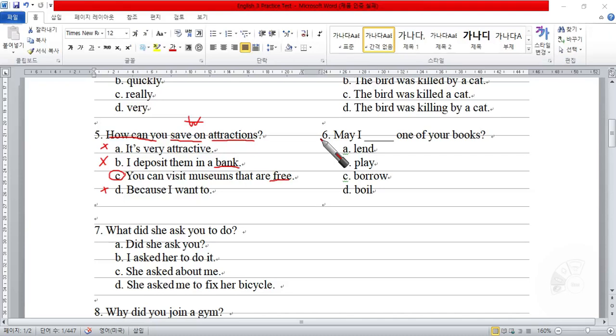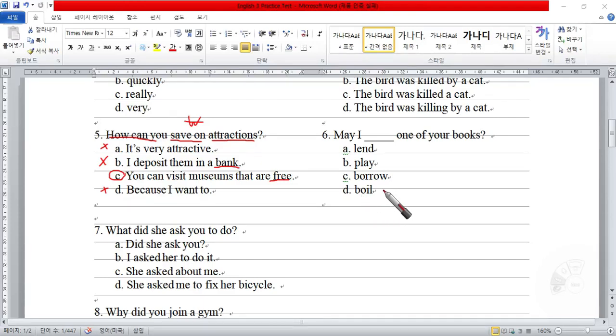Number 6, okay, common enough question, common enough problem. I hope that we can figure this out. Number 6, may I lend one of your books? May I play one of your books? May I borrow one of your books? And D, may I boil one of your books?